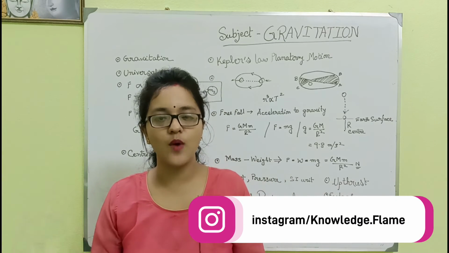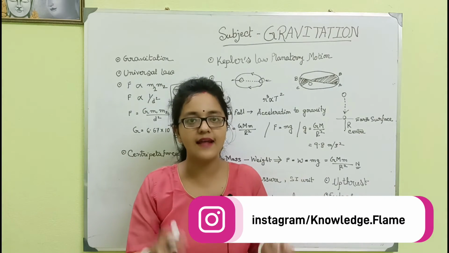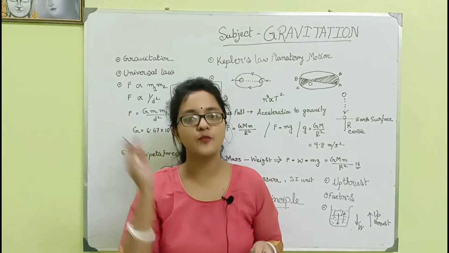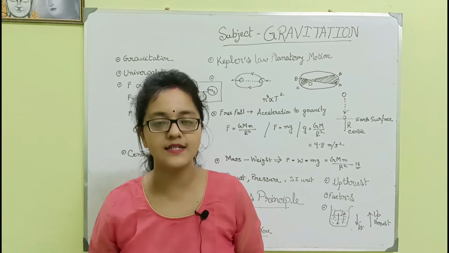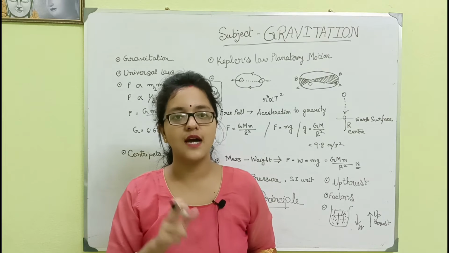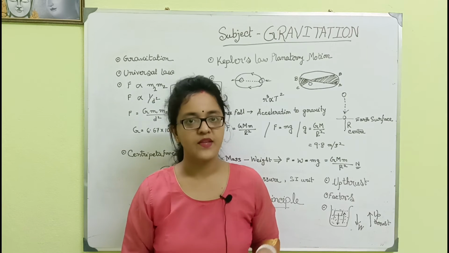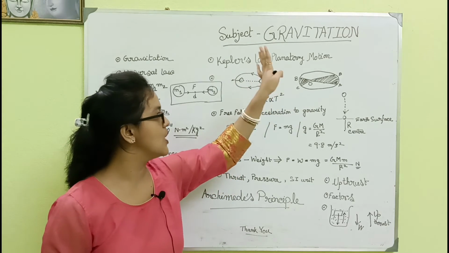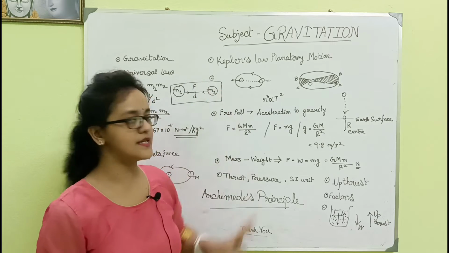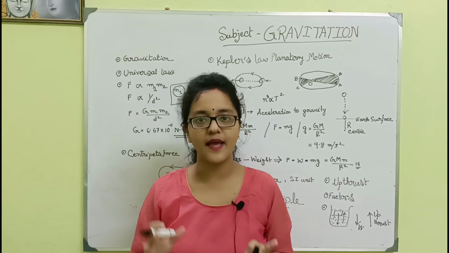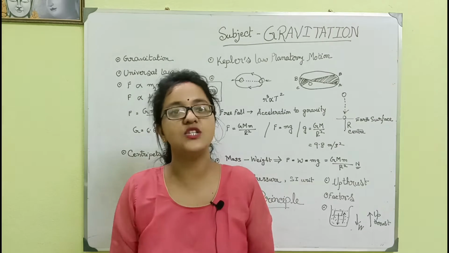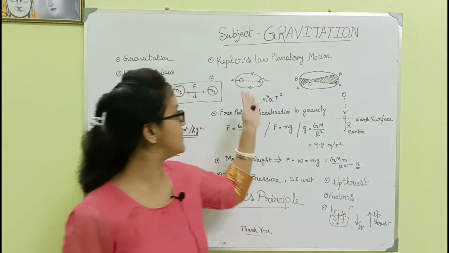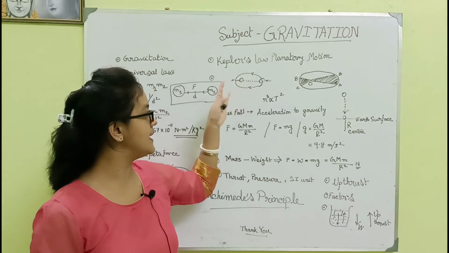The third law is what? The cube of the mean distance between the sun and the planet is proportional to the square of the time taken by the planet to complete one orbit around the sun. So R cube is proportional to T square. This is all about Kepler's planetary motion. The point in the orbit which is farthest from the sun is aphelion, and the point nearest to the sun is perihelion. We can see these two points in this figure: this is aphelion and this is perihelion.